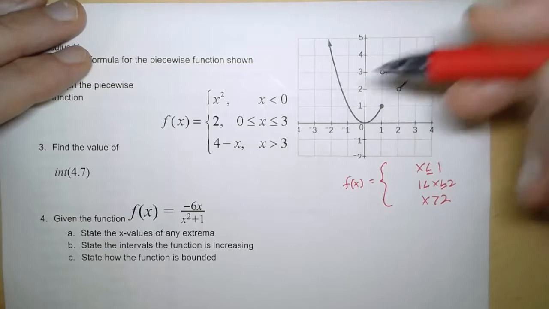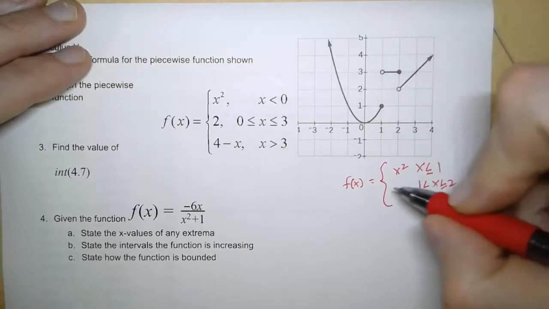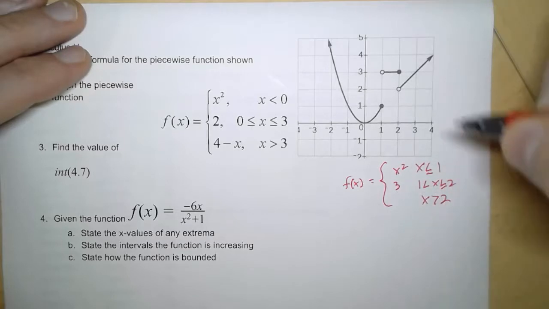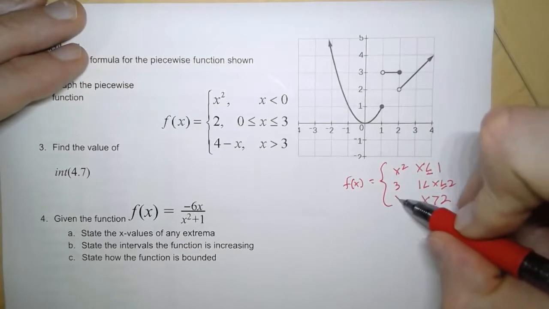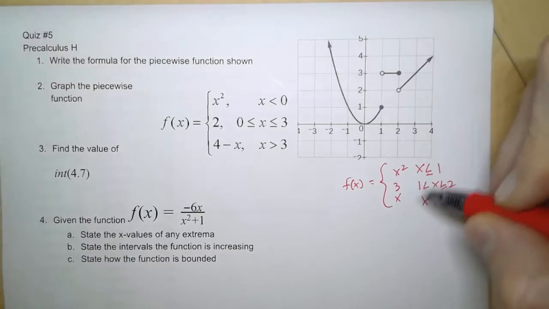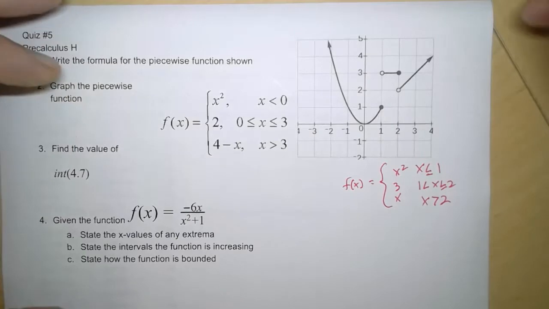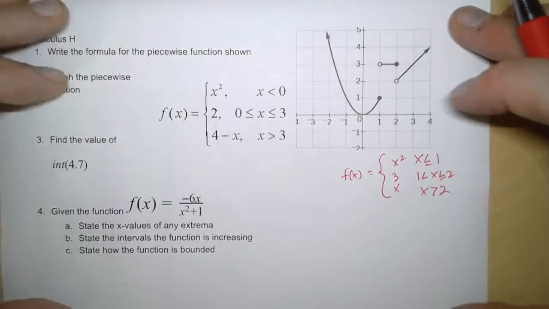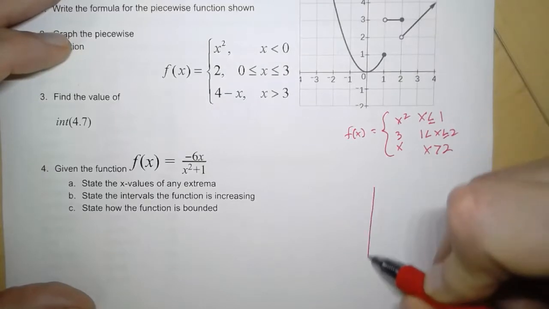Now this equation is x squared. This horizontal line is just 3, and some people put 0x plus 3, which is fine. I accepted that. And then this line is x. And again, some people put 1x plus 0, which I accepted. No problem. So for number 2, it asks to graph this piecewise function.